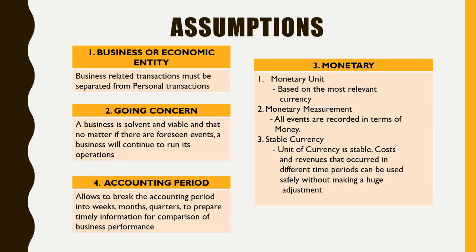Then the next one is going to be the monetary assumption. This one's kind of broken down into 3, but they all relate to one another. The first one is using some kind of monetary unit. Of course, we live in the United States, so our monetary unit is going to be based off the U.S. dollar. Okay, so finding the most relevant form of currency. Now, if we're doing international trading or international business overseas, obviously we need to convert that money back into cash form, or the United States dollar form.